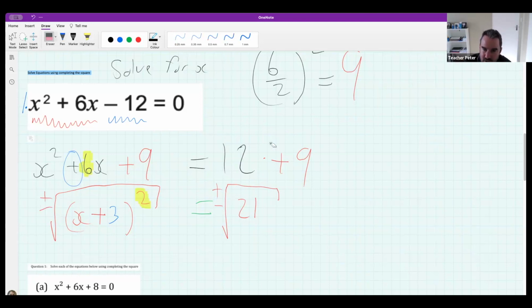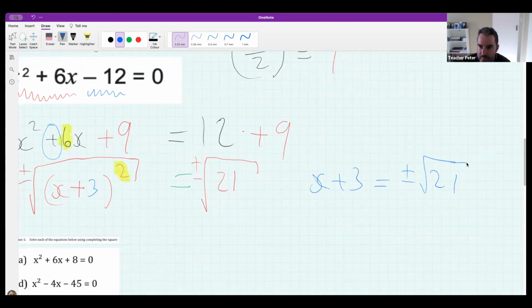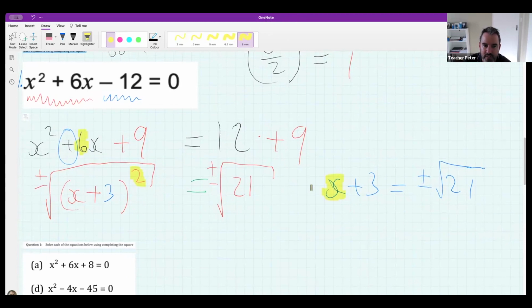Yeah. So basically, you're going to end up with x plus 3 equals plus minus the square root of 21. Now, what's the final thing I need to do to get x by itself? Don't you take the 3 to the other side? Yeah, exactly. So you move the 3 across, so x is plus or minus the square root of 21. But remember, you take away 3 from both sides, so that is a big minus 3.